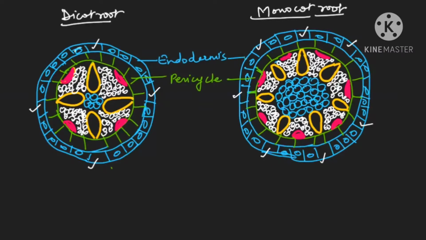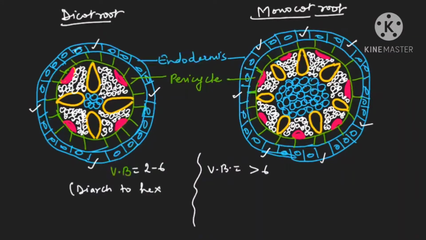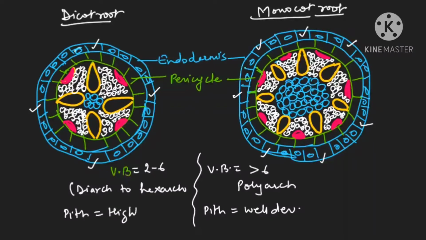Is it clear? So here we will say vascular bundles are 2 to 6. And here we will say vascular bundles are more than 6. Because 2 to 6, we will say they are diarch to hexarch. And here we will say they are polyarch because they are more than 6. And as a result, if you see in the diagram, clearly you will find here pith is well developed. But in case of the dicot root, we will say pith is highly reduced or absent. It can be absent also, okay?